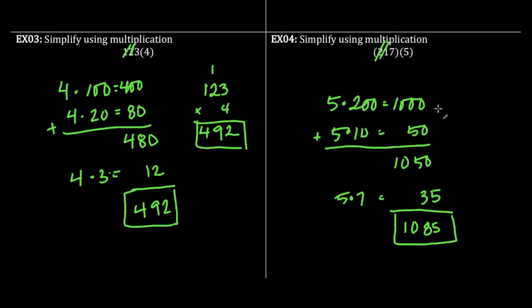Once again, I want to show you the traditional method. 217 times 5. 7 times 5, which I did here, was 35. 5 times 1 is 5, plus 3 is 8, for 80, I guess. And then 5 times 2 is 10.